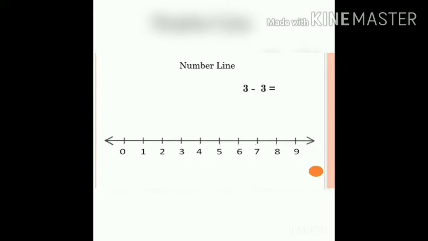3 minus 3. Let us put our pencil at the number 3. Now, jump 3 steps backward. 1, 2, 3. Now we are at 0. That means 3 minus 3 equals to 0. When we subtract a number from the same number, we will get 0.